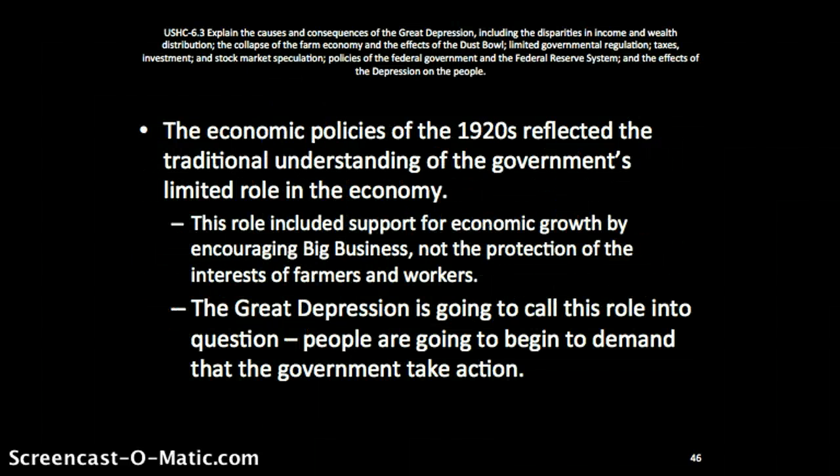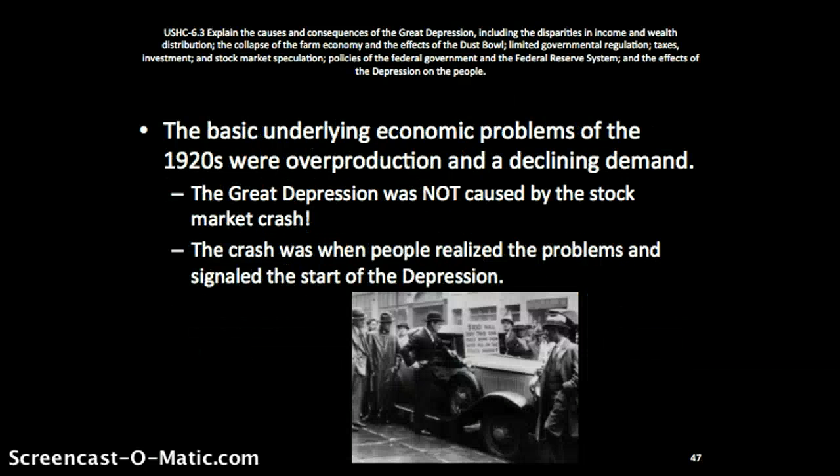So as we start, the economic policies in the 1920s reflected the traditional understanding of the government's limited role in the economy. It's kind of what we talked about before, the idea of laissez-faire, hands off the economy. And so before, basically, the government supported big business, didn't really protect the interests of farmers or workers, protected the bigger businesses. The Great Depression is going to call this role into question, and people are going to start to demand that the government take action and help everyday people, not just the big business owners.